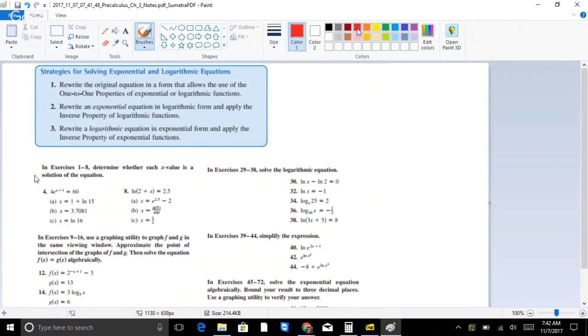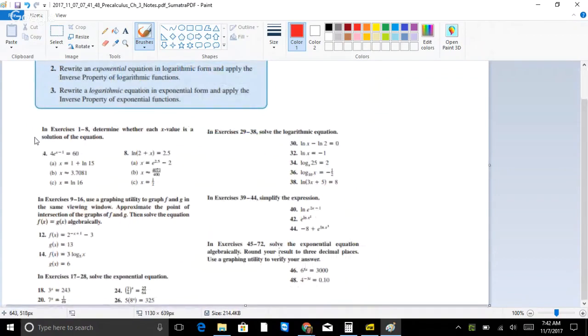Okay, so what we're going to do, I don't think we did this in class, is number 24 down here. I'll write it bigger up here so we can all see it. So 24 is that we have 3/4 to the x power equals 27 over 64.